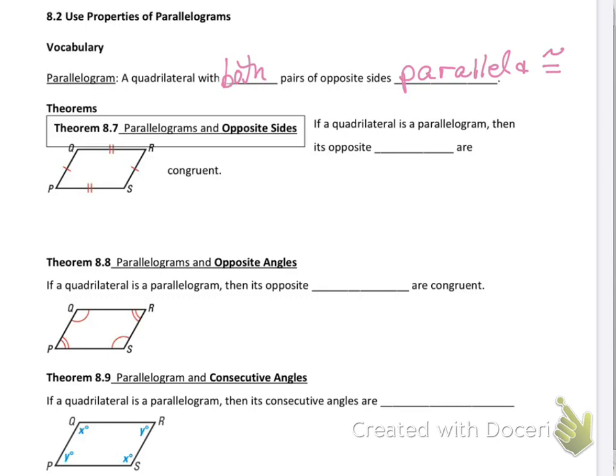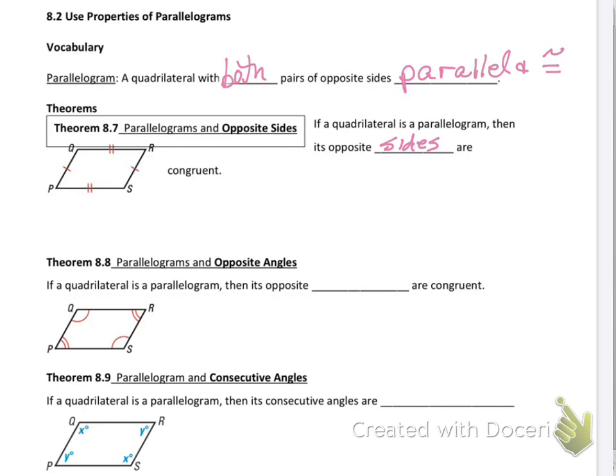So if a quadrilateral is a parallelogram, then its opposite sides are congruent. Okay, so a parallelogram always has parallel sides, and know that the opposite sides will always be congruent as well. So that's the two things that you can always take to the bank about parallelograms.